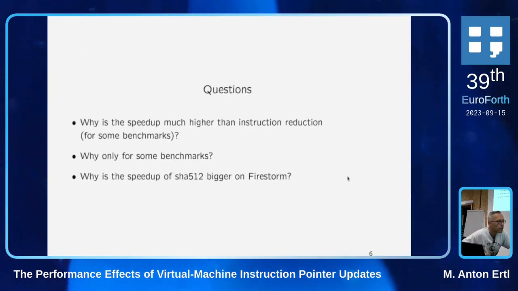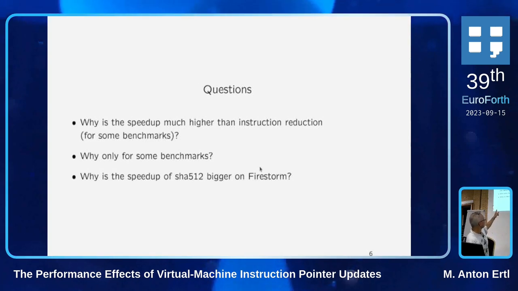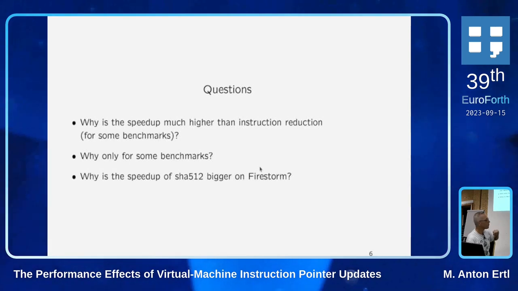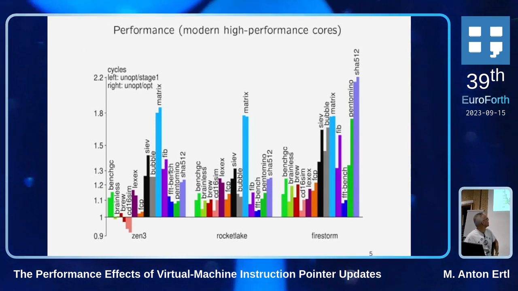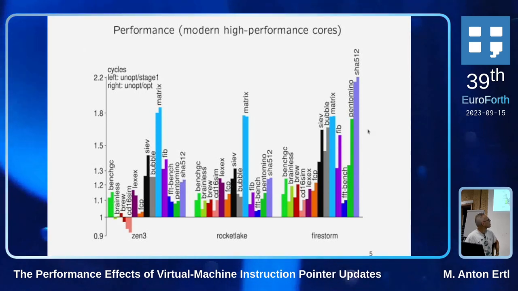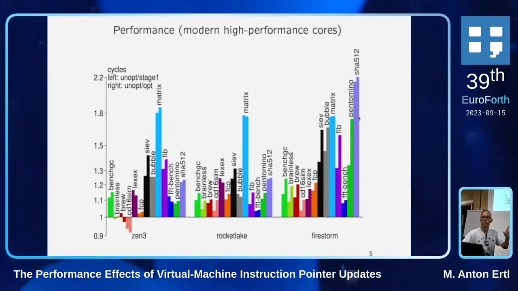What are the questions? Why is the speedup on some benchmarks much higher than the instruction reduction? I mean, we have just eliminated some adds, which are relatively cheap instructions. So why is it that we are seeing speedups by a factor up to 2.2 on some benchmarks? And why not on all benchmarks? And the third question is, why is the speedup of SHA-512 bigger on Firestorm than on the other processors? If you look back, SHA-512 is not particularly spectacular on SAN3 and Rocket Lake, and it's very spectacular on the Firestorm. Firestorm is the performance core of Apple M1, just for those who don't know.